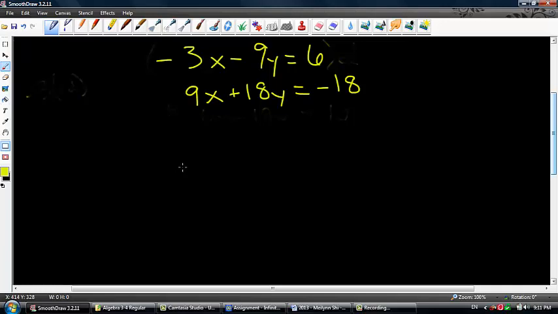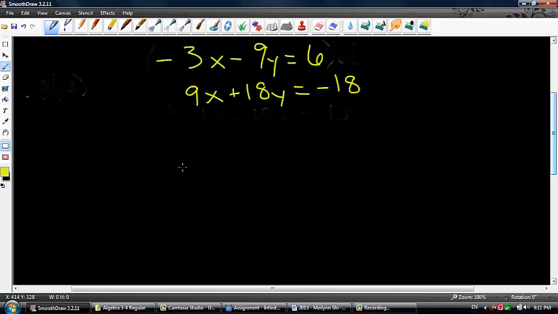Okay, so we're going to be solving a system of two equations in this lesson. Remember, there are three different ways we can use to solve these types of problems. We have the solve by graphing method, solve by substitution method, and of course we also have solve by elimination method. And elimination method is what we're going to be using in this lesson.